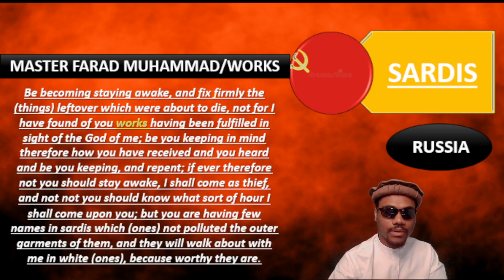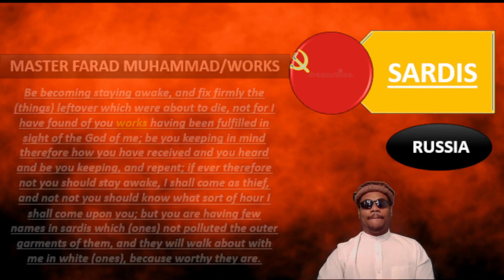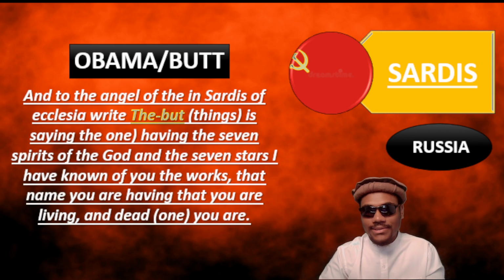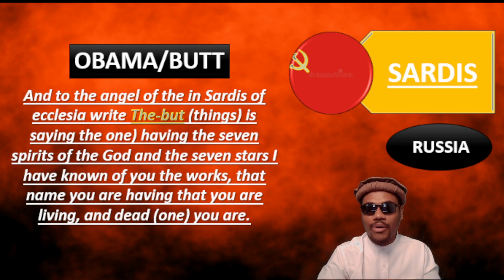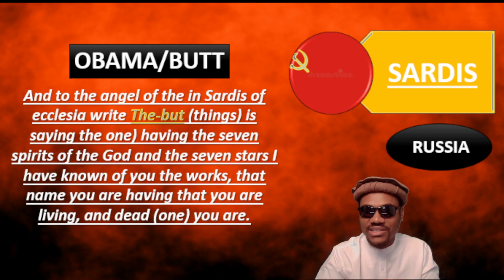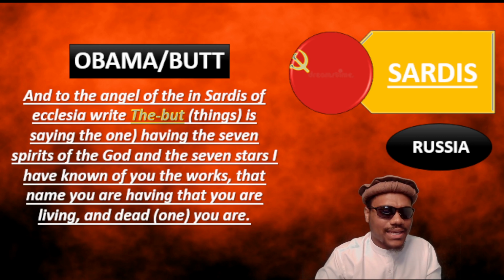So let's see what Obama has to say. All right, we got the bottom. What is he saying to the bottom part? This is usually where China and North Korea would be. So he's speaking to the bottom part, China and North Korea. This is where he usually speaks to them. That's where they're located. I'm not showing it here, but I'm telling you, brothers and sisters. So it says, "And to the angel of the Ecclesia in Sardis, write: these things says the one having the 7 spirits of God and the 7 stars, I have known of ye the works, that name you are having, that you are living and dead when you are."